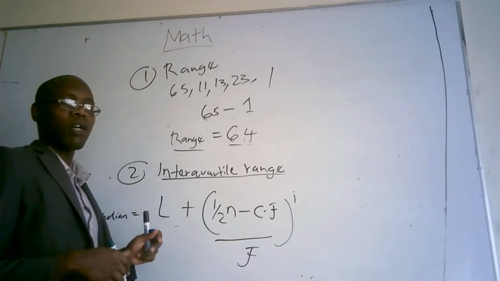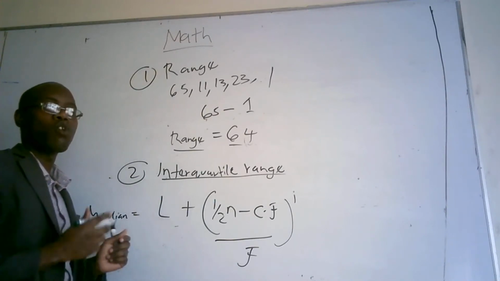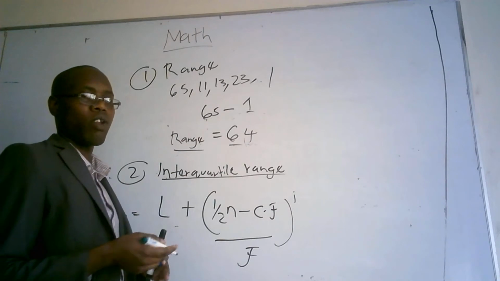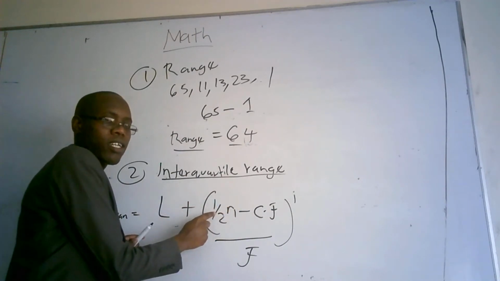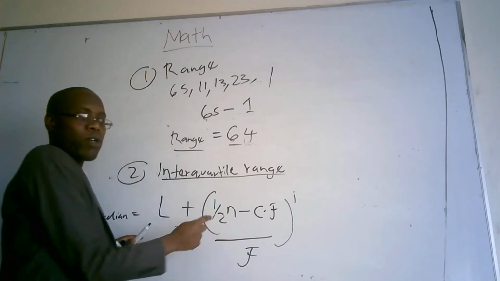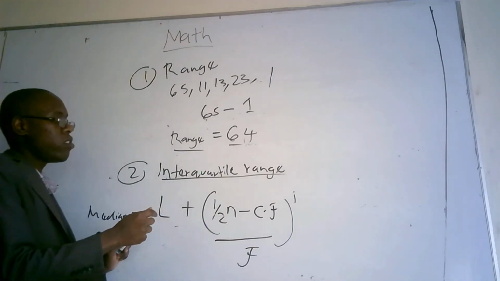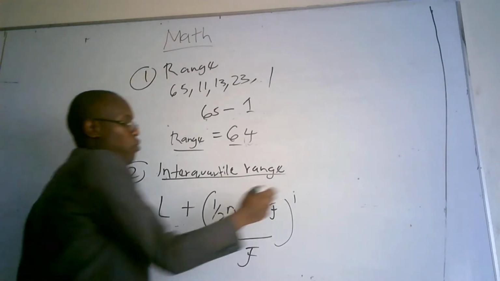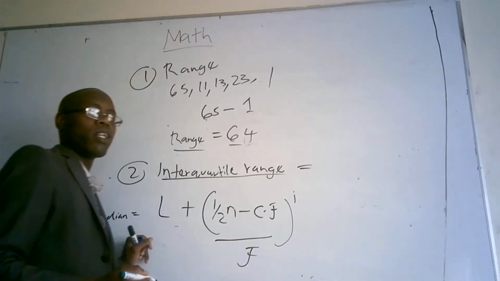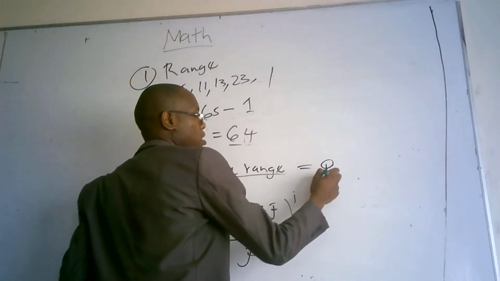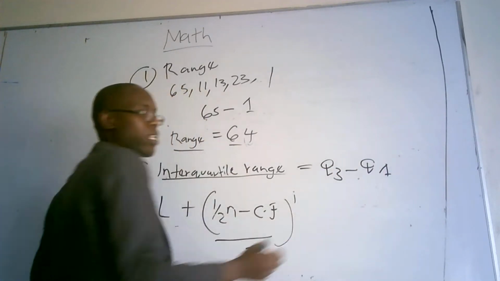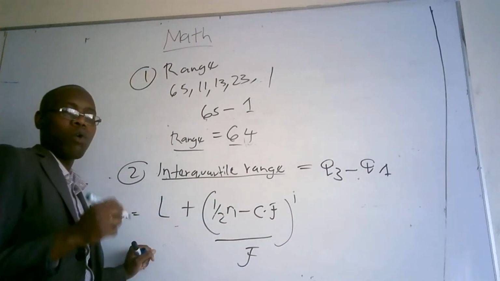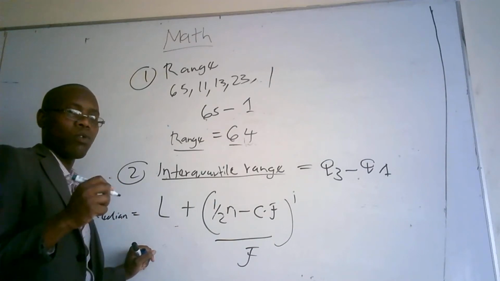From the word interquartile, we are going to have quarters, and a quarter is 1/4. So what is going to change is just this part, the half n, because the interquartile range is going to be given by the following formula. To calculate the interquartile range is quartile 3 minus quartile 1. That's how you calculate the interquartile range. Quartile 3 minus quartile 1.